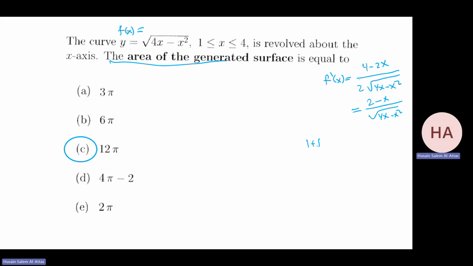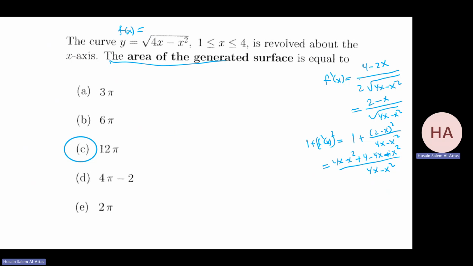Square it, 1 plus f prime of x all squared. That will be 1 plus 2 minus x all squared over 4x minus x squared. That gives me 4x minus x squared plus 4 minus 4x plus x squared over this. Yeah, 4x minus x squared plus 4 minus 4x plus x squared. Sorry, that's only 4.